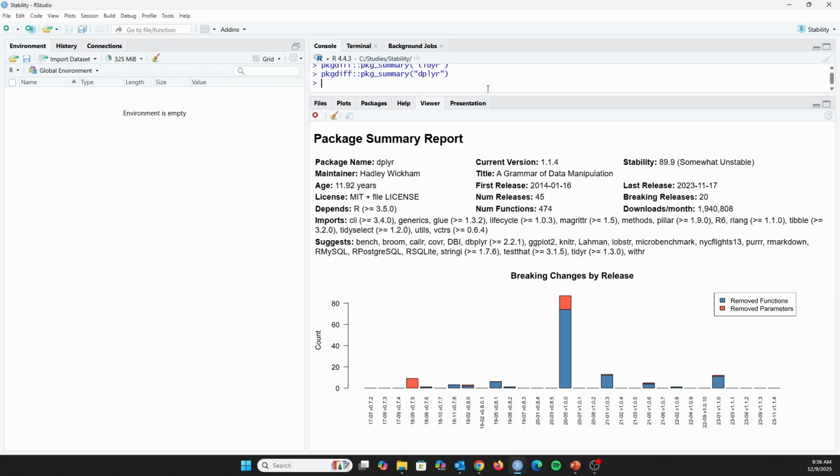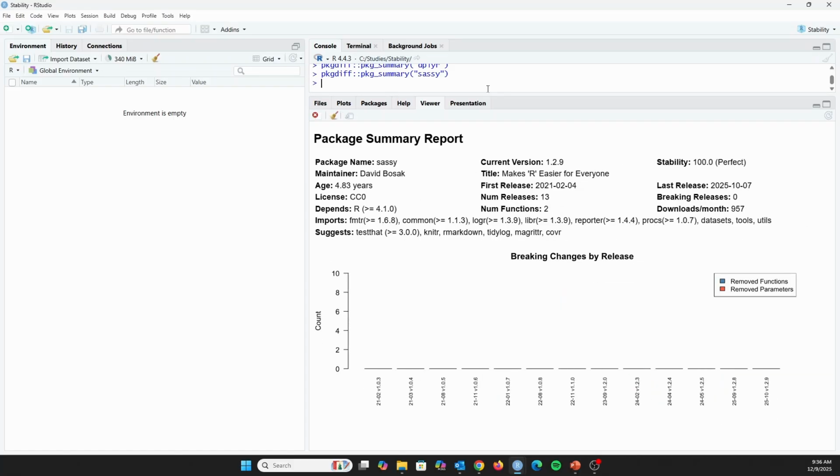So that is the package summary report from pkgdiff. So now let's go look at the r-sassy system. How does the r-sassy system appear on this report? So the first one I'll run here is the r-sassy package itself.